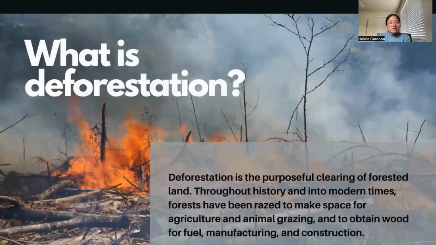So what is deforestation? Deforestation is the purposeful clearing of forested land. Throughout history and into modern times, forests have been razed to make space for agriculture and animal grazing and to obtain wood for fuel, manufacturing, and construction.